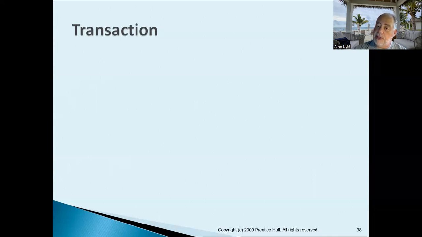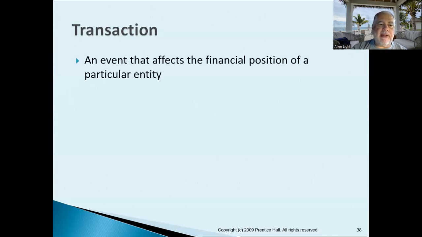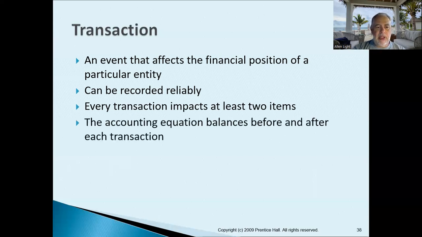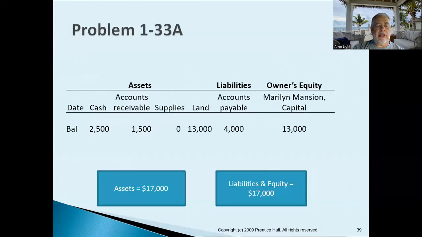Remember, I used the term double entry. That's because every transaction impacts two items. And that's also how we maintain our accounting equation. So let's look at some examples. An event that affects the financial position, recorded reliably. Every transaction impacts at least two items. The accounting equation balances before and after each transaction.